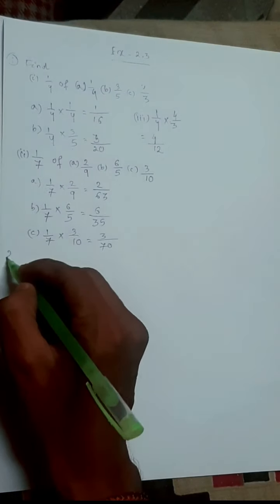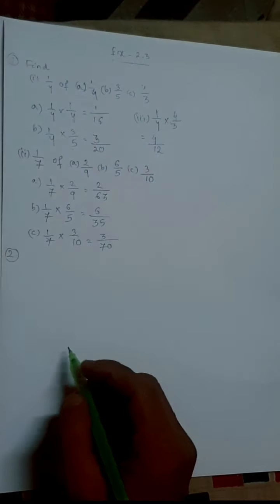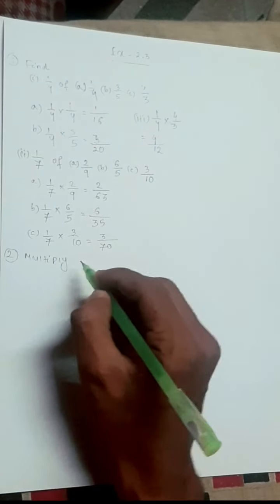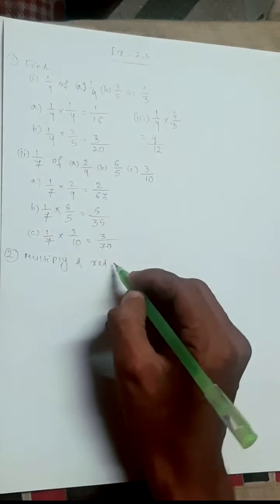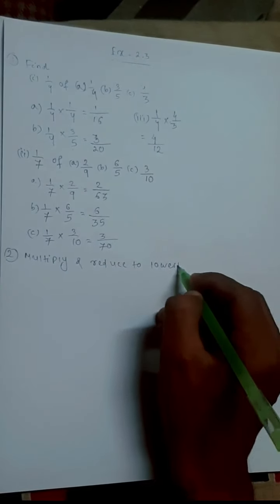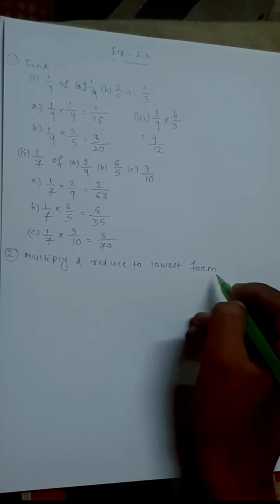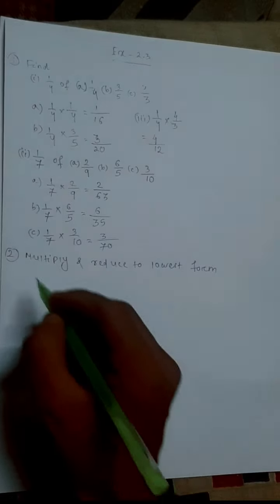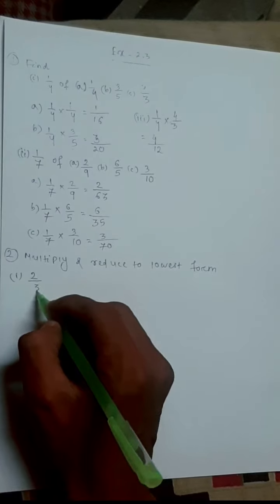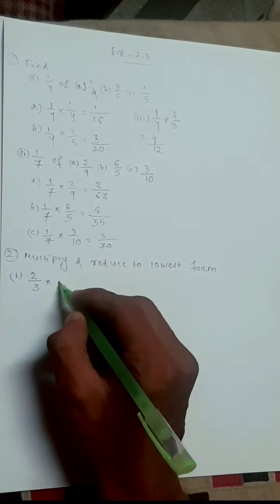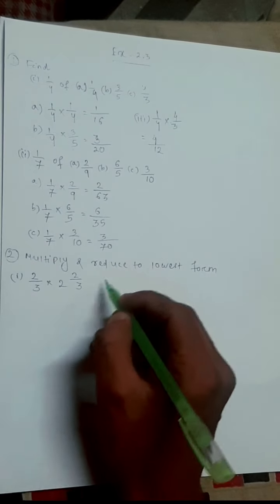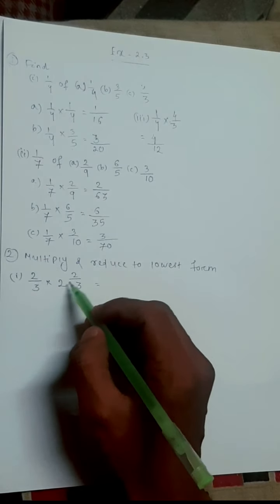Now come to your number 2. The question is multiply and reduce to lowest form. Okay, part I: 2 upon 3 into 2 whole 2 upon 3 equals, here 2 whole 2 upon 3.